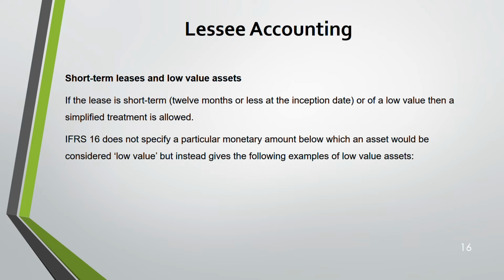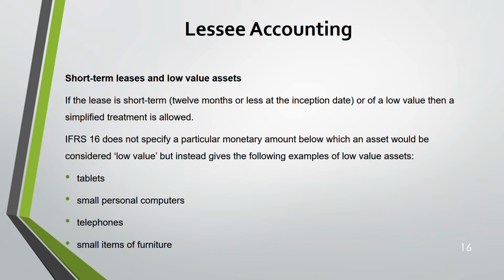What is the simplified treatment? We'll see later. What about low value? Low value means you have to look at the value of the asset when it was new. If it's low at that time, then it is taken as a low-value asset. But IFRS 16 did not give any monetary amount to say that below this it's low value or above this it's high value. Some examples are tablets, PCs, telephones, and small items of furniture. If you go for a lease of these, they are known as low-value assets.